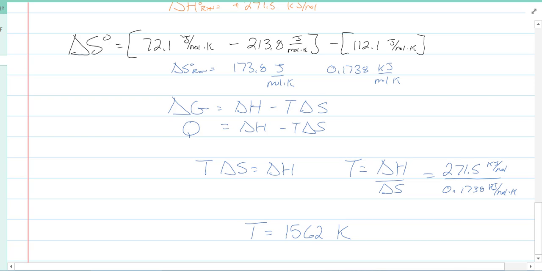So Kelvin's the correct unit. The reaction can actually be made more spontaneous by raising the temperature even further. And the entropy, of course, is positive because we're increasing the number of moles of gas. And this is what we expect.